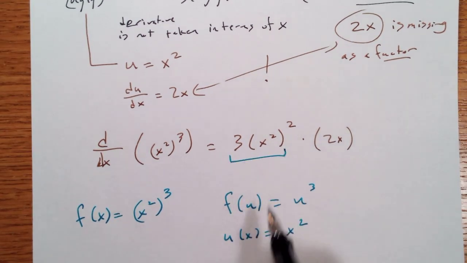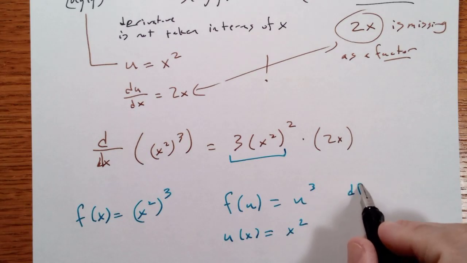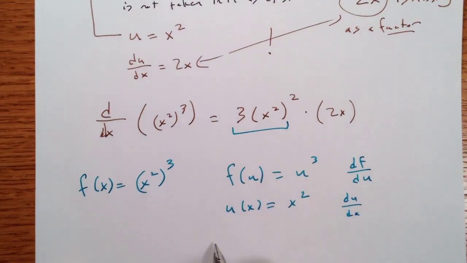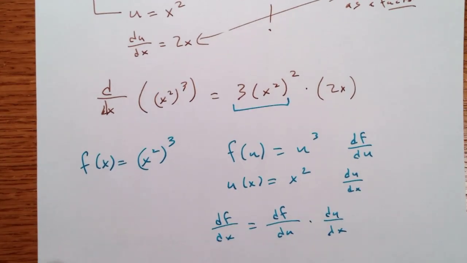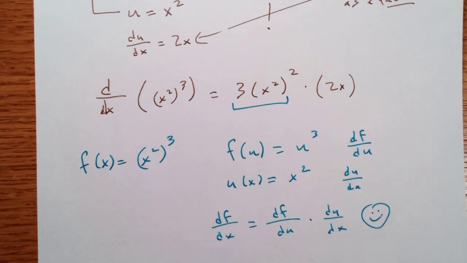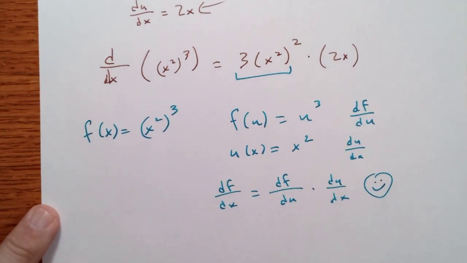And then this derivative here, that is the derivative of f with respect to u. 3 ugly thing squared. And then this is the derivative of u with respect to x. And if what I really want is the derivative of f with respect to x, I can do df du, du dx, and those cancel, don't they? That's where this idea comes from. I chain my two functions together. As long as I can clearly identify an inside and an outside, I'm going to call this the chain rule.